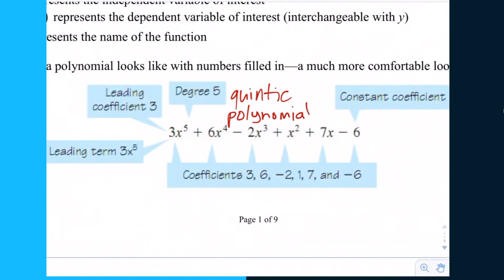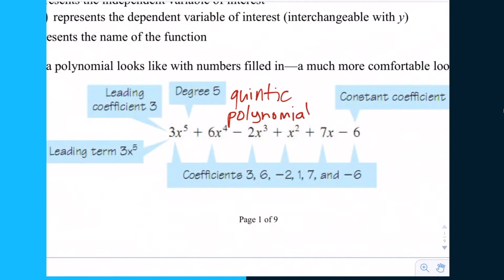Now let's talk about the subscripts on the a's. If the degree is 5, then 3 would be your leading coefficient. 3x to the fifth would be your leading term. But 3 would correspond in the rule above as a sub what? 5, because it's associated with the fifth degree term. So 3 would be a sub 5, 6 would be a sub 4, negative 2 would be a sub 3, a sub 2 would be what? Well, what's the coefficient of the x squared term? 1. So a sub 2 would be 1. I switched it there on you.